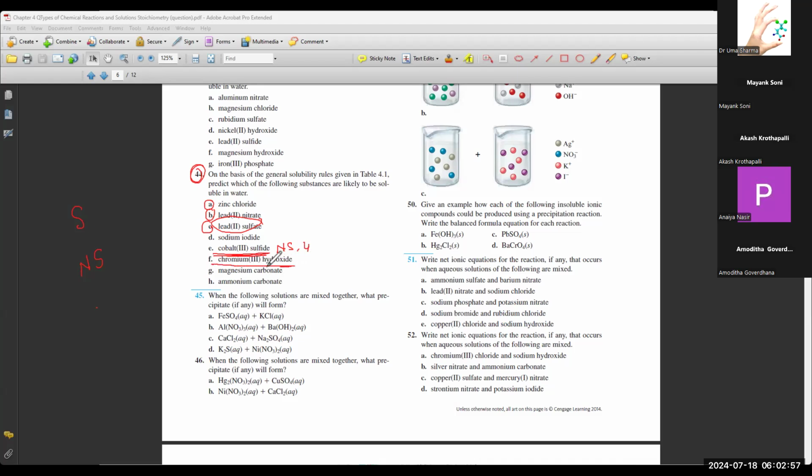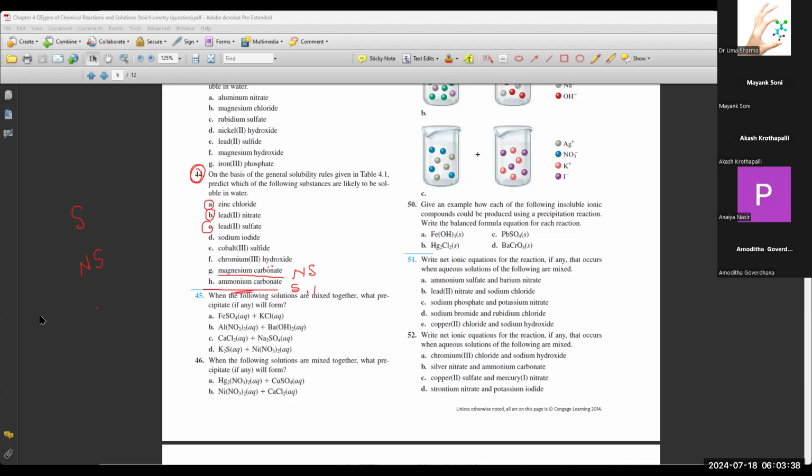Chromium(III) hydroxide. Soluble, not soluble? Not soluble. Is it a strong base or a weak base? What is it? It's a weak base. You have to memorize this rule. Rule number 1, rule number 5, and 6 from my side. Magnesium carbonate. Remember, all carbonates, all sulfides, all chromates are insoluble except, so not soluble. Ammonium carbonate. All ammoniums are soluble. Very good. We can memorize it, right?